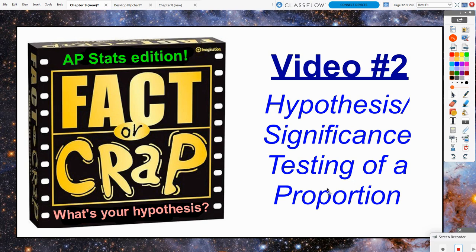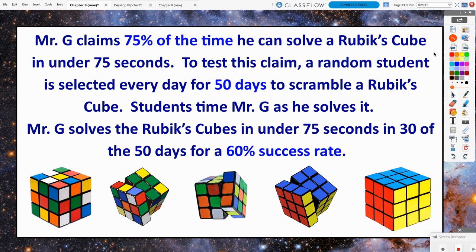Video 2 of Chapter 9, we are actually going to carry out a full-on hypothesis or significance test of a proportion. Now we're going to go back to our Mr. G Rubik's Cube example, where he claims 75% of the time he can solve a Rubik's Cube in under 75 seconds. And so we tested this claim, and a random student was selected every day for 50 days to scramble a Rubik's Cube and let Mr. G solve it. They timed him. They found out that in actually 30 of the 50 days, which was a 60% success rate, he could actually solve the Rubik's Cube in under 75 seconds.